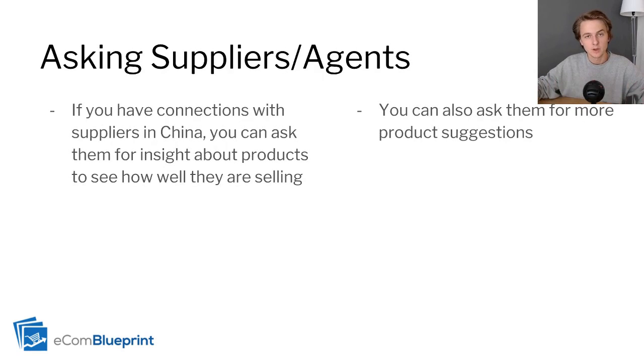Now, another great way to validate products is asking suppliers or agents to validate that product for you. If you already have connections with suppliers in China, you can ask them for insight about products and ask, hey, how well is this product selling? For example, I recently asked my supplier about this iWand product that I saw. I think I showed you that example in the what does a winning product look like section, the eye massage wand. I asked one of my suppliers, hey, do you have any info on how well this product is selling? And he told me, I'm currently shipping out 300 of those a day.